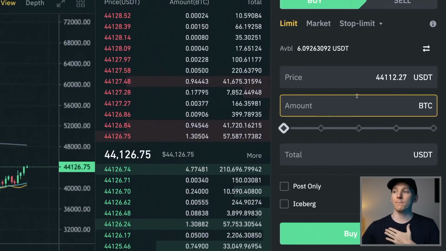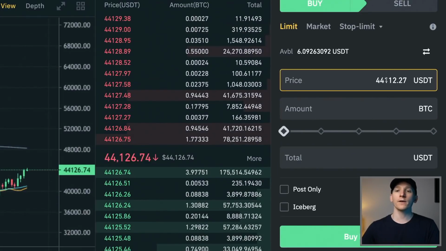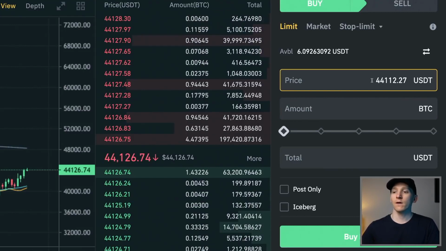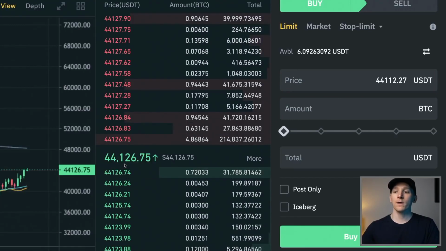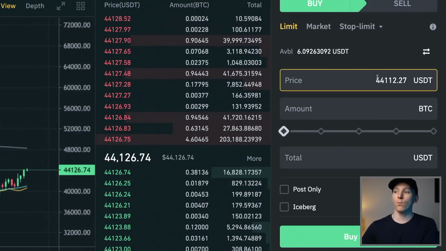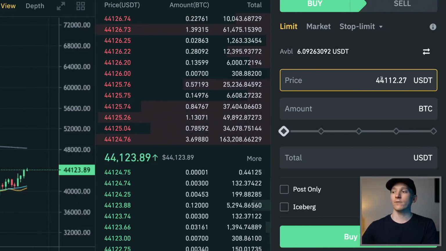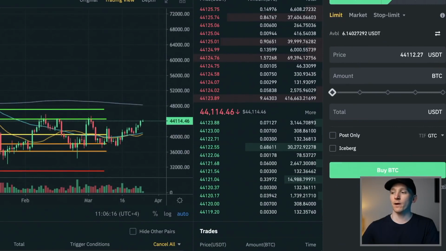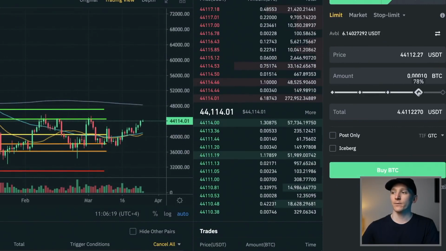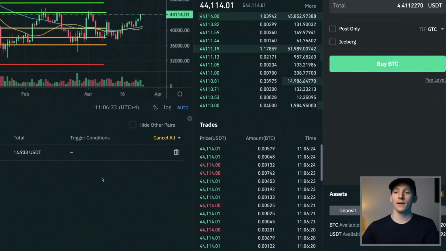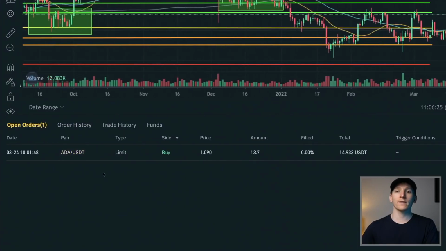So obviously my bid, you can see right here, is underneath the current price. Now, why this is important is because the price moves around all the time, and obviously 126, as you can see, is a lot more than 112. So I'm going to bet that the price will jump around and meet my limit order at some point. Now, when you press buy BTC right here, you have to put an amount that you want to buy. Your order will then come down on the left-hand side and it will be waiting to execute.